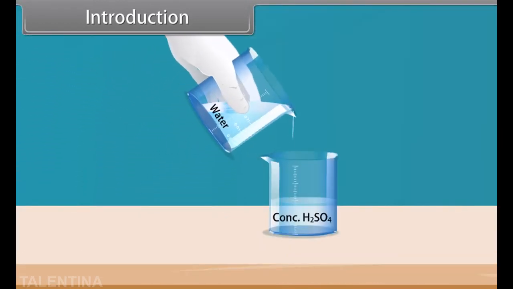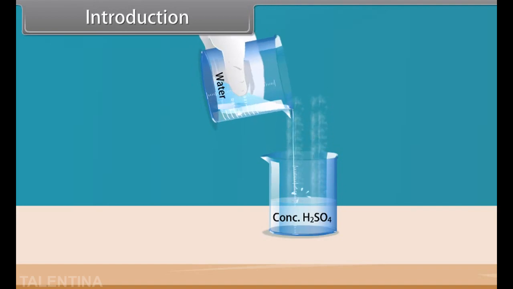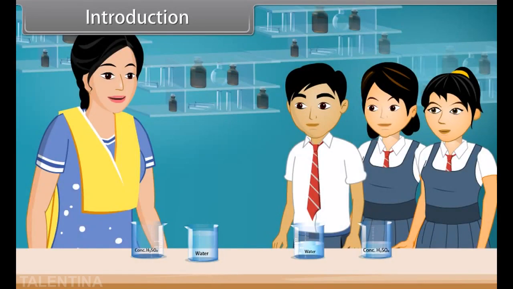Students, see carefully what happens now. When water is added to acid, spurting takes place and a lot of heat is produced during the process. This shows that concentrated sulphuric acid has a great affinity for water. Its dissolution in water is highly exothermic in nature. Therefore, for dilution of the acid, always add acid to water slowly and not water to acid.